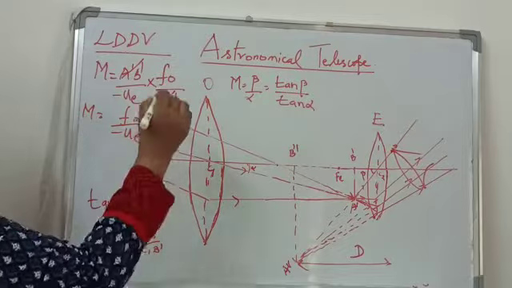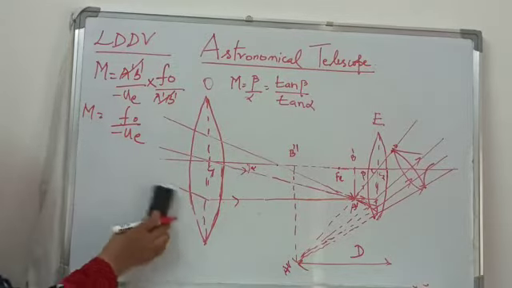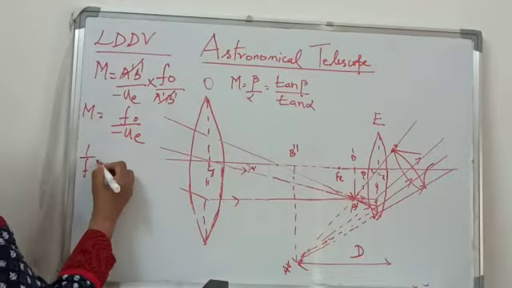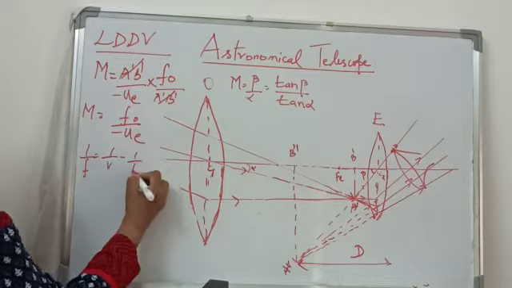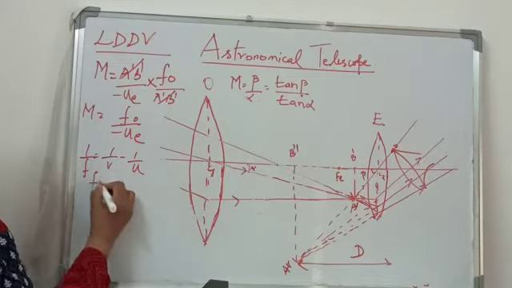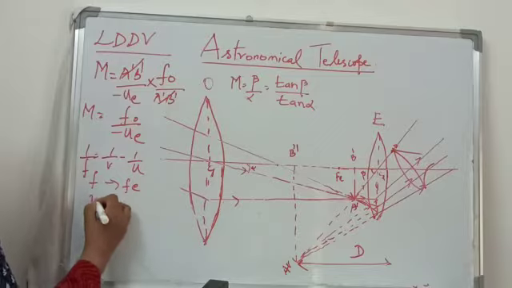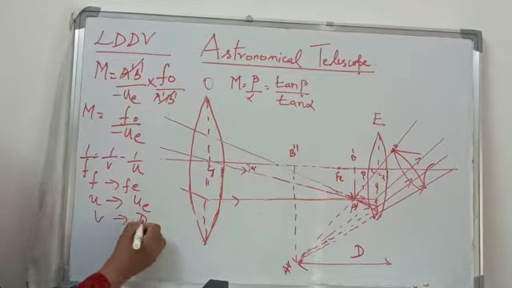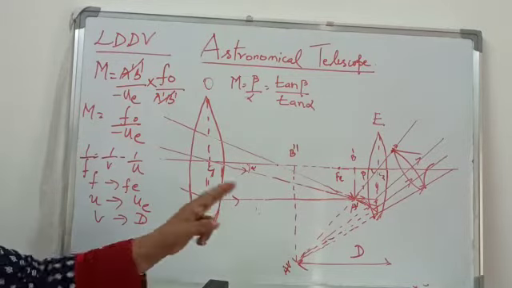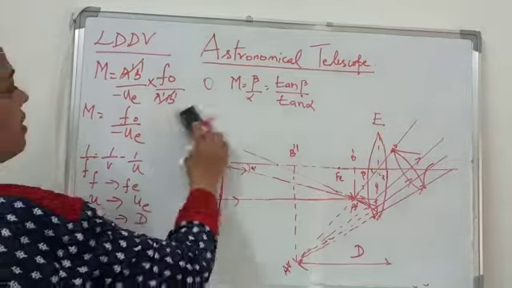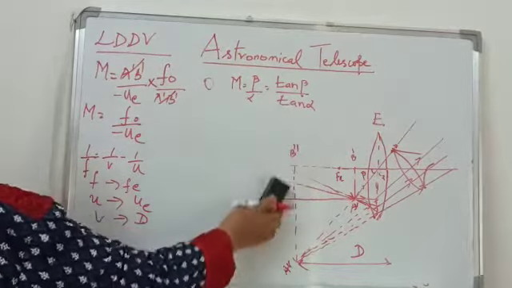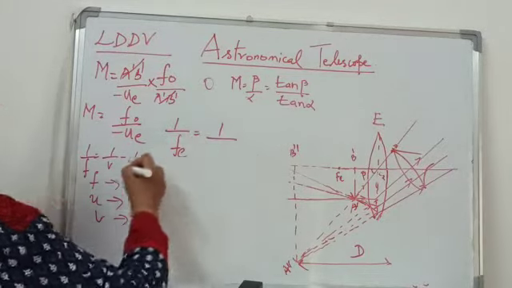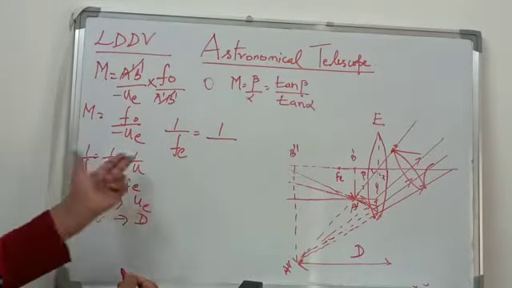FO by minus UE. Now let us use the lens formula for this eye lens. What is it? 1 by F is equal to 1 by V minus 1 by U. Or F can be taken as FE, U can be taken as UE and V is taken as D, because where is the image formed? It is formed at least distance of distinct vision. Now let us substitute it over here and we get the expression as 1 by FE equal to 1 by V. Where is V? D. Where is D? It is to the left side.